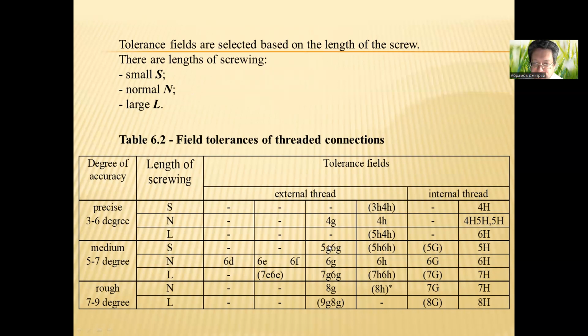For the external thread, it's average or middle diameter in the first place, and in the second place, it's for the outer diameter. For the internal thread, for the nut, in first place, it's average or middle diameter parameters, and 5H is for the inner diameter of the thread. Parameters of inner diameter.